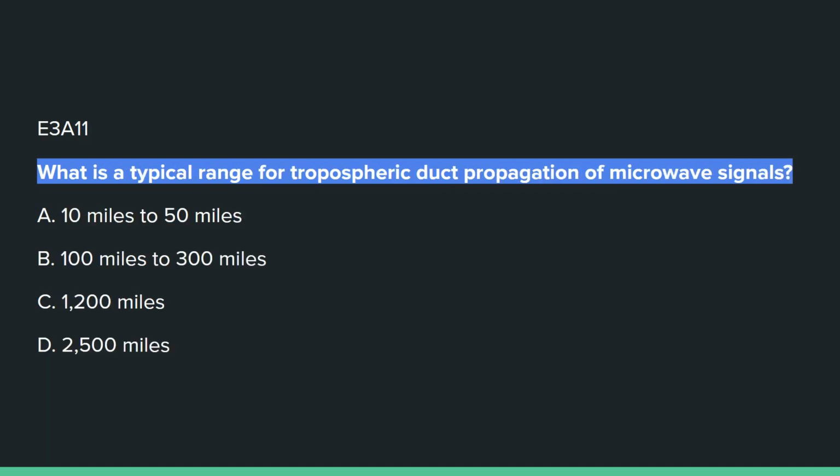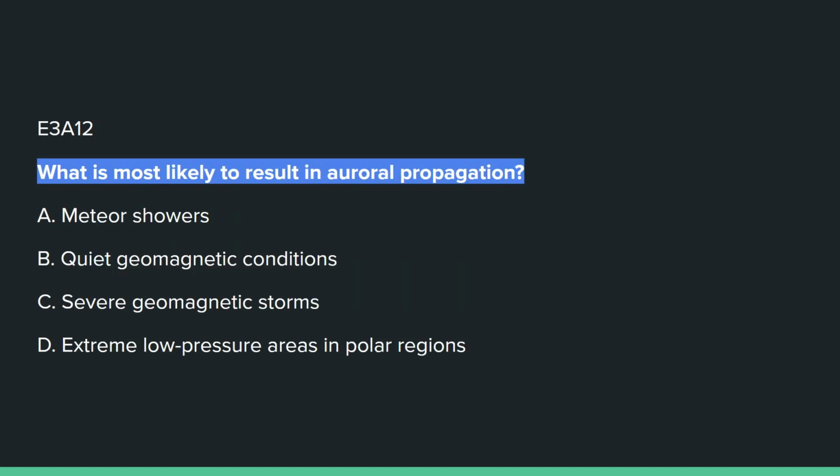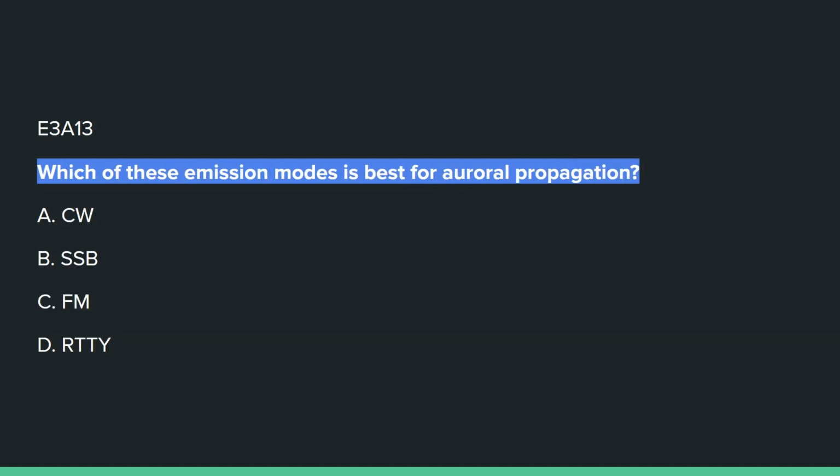E3A11, what is a typical range for ionospheric duct propagation of microwave signals? It's B, 100 miles to 300 miles. E3A12, what is most likely to result in auroral propagation? C, severe magnetic storms. E3A13, which of these emission modes is best for auroral propagation? A, CW.